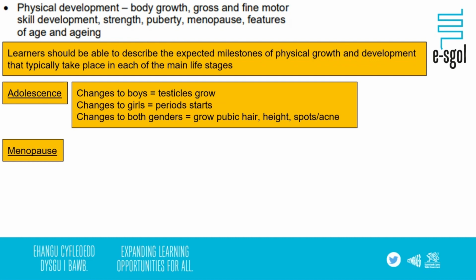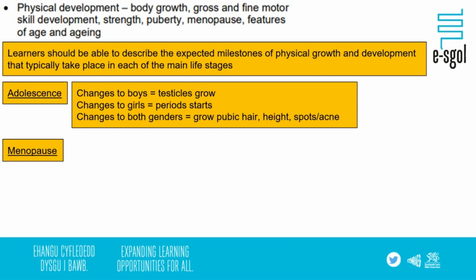I've seen previous examination questions where students have not perhaps read the question in enough detail or understood it, and they may have asked for changes that occur to both genders, and somebody would say the testicles grow. Okay, well obviously that's not the case. We would expect answers then in terms of perhaps height increases, maybe they get spots and acne, and obviously grow pubic hair, rather than identifying changes that happen to a specific gender.